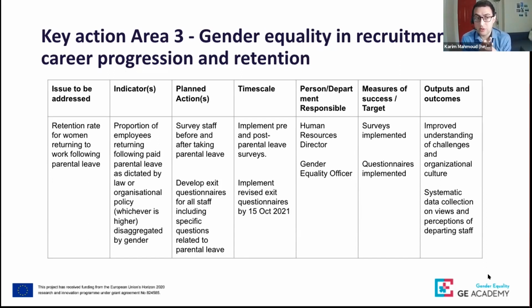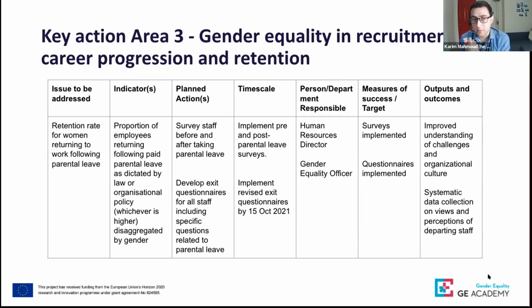And so our planned action was to do a survey before and after taking their parental leave. So that's important for those who have come back. If they haven't come back, then it's important that we have exit questionnaires for staff that leave the organization, and that's for all staff anyway, to include specific questions related to parental leave. And so what we want to do is implement pre and post parental leave surveys and we want to implement revised exit questionnaires by the 15th of October this year.